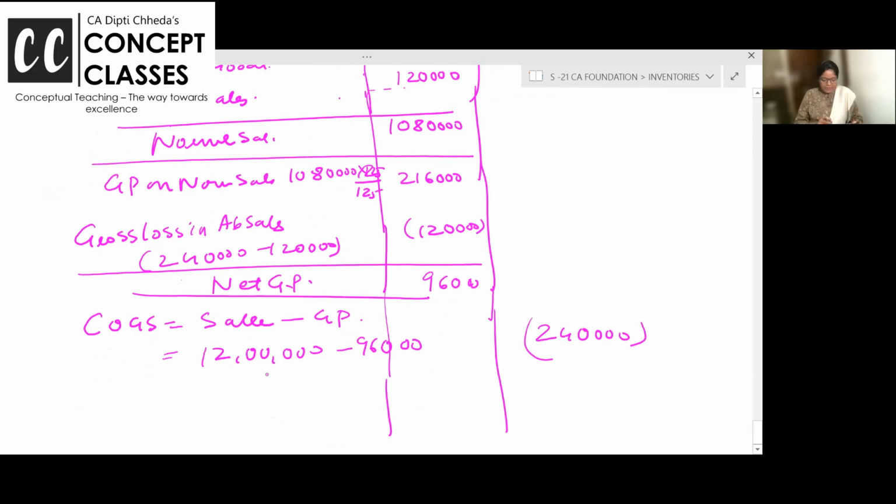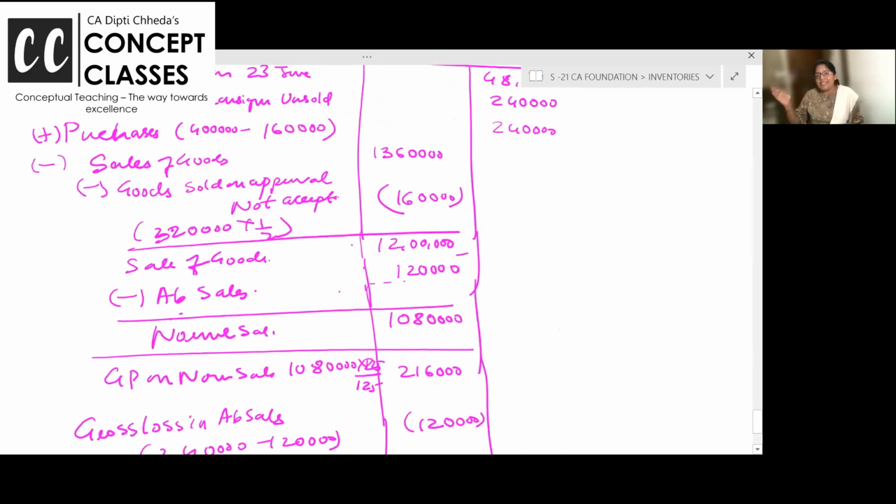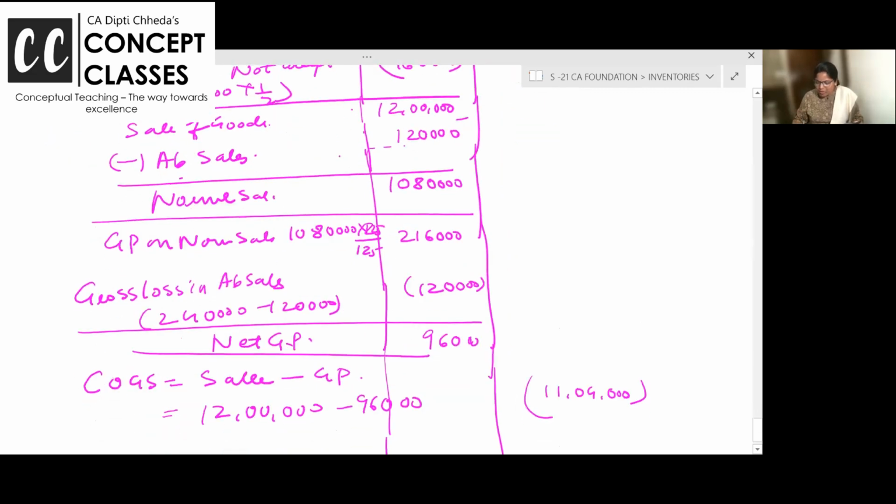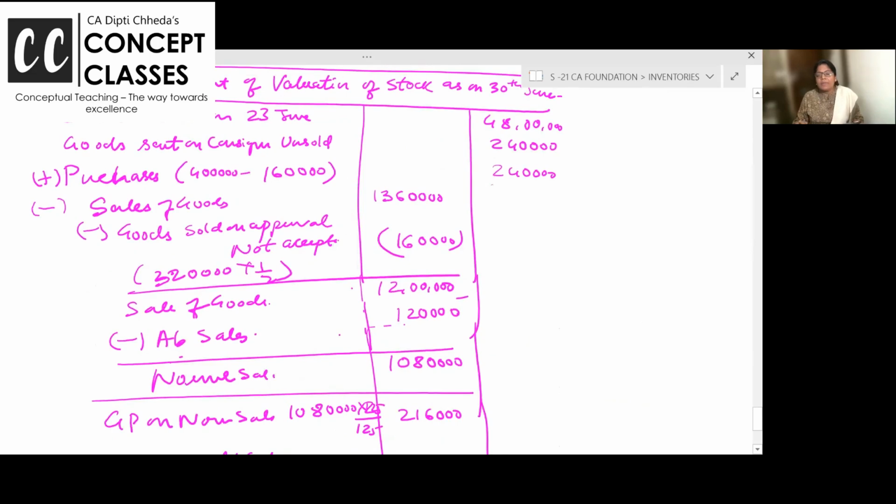No. How did I get this? 12 lakh minus 96,000, 11 lakh. 11 lakh 4,000 is the cost of the sales which is sold. So minus purchase you add. Goods sold on consignment you add. Sales में all the story we did because there was normal abnormal sales.